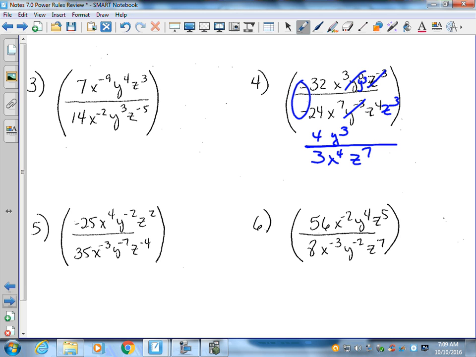So now stop the video and work these 3 questions and see if you can follow through the rules and get these 3 worked using those steps that we just discussed.